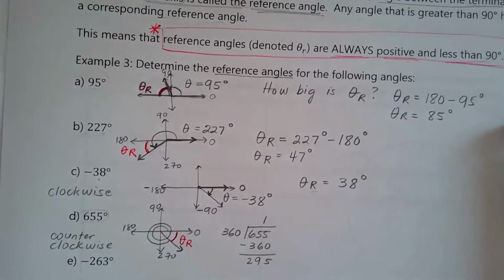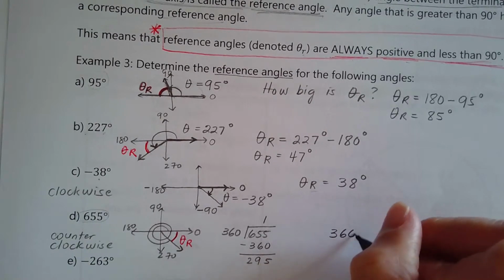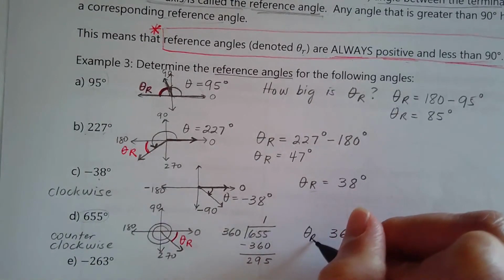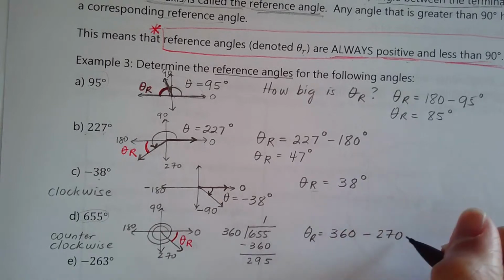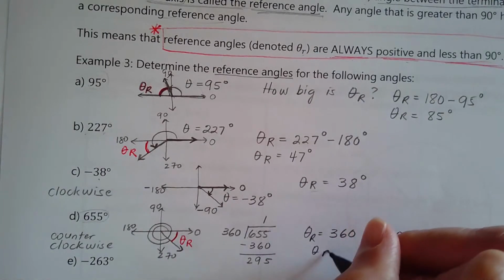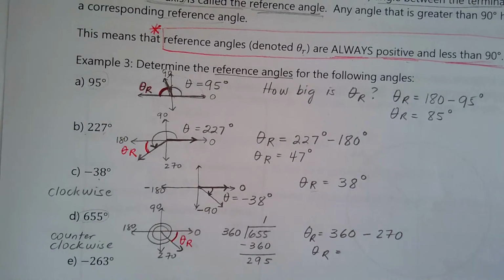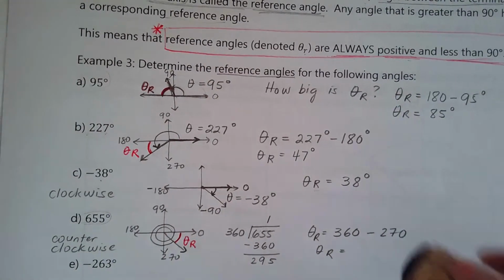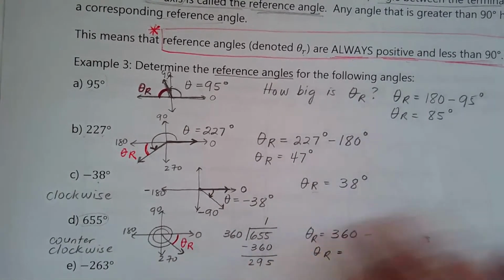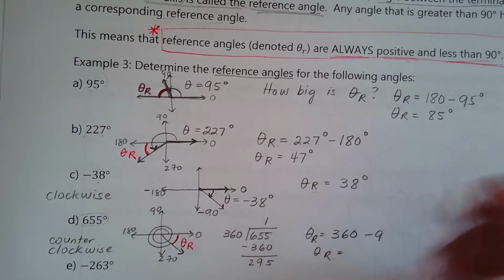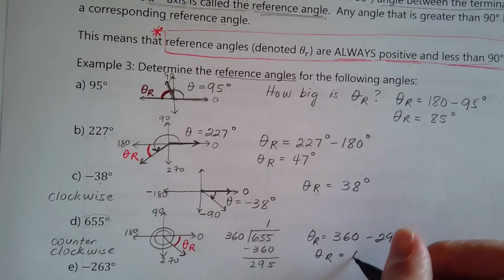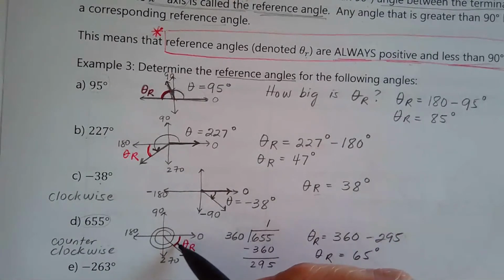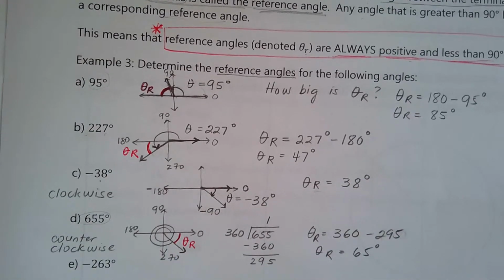So theta r is equal to 360. If we go 360 minus 295, oh sorry, that's not 270, it's 295. That's going to give us 65 degrees. So this part here, theta r, is 65 degrees.